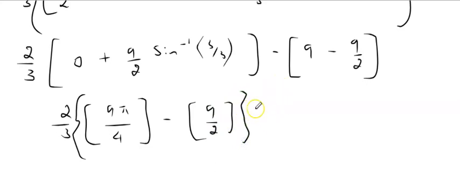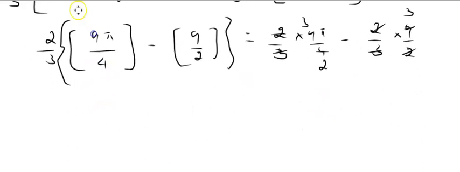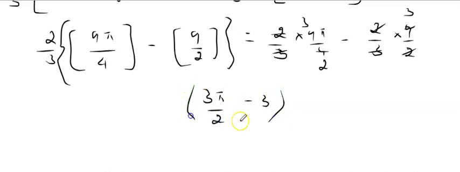So on simplifying this, we will get 2 by 3 into 9 pi by 4 minus 2 by 3 into 9 by 2. So this 2 and 2 will get cancelled, 3 and 9 can get cancelled. Again here also 2 and 4 you can cancel, 3 and 9 can get cancelled. So the final answer is 3 pi by 2 minus 3 square units. This is the required area bounded by the curves.